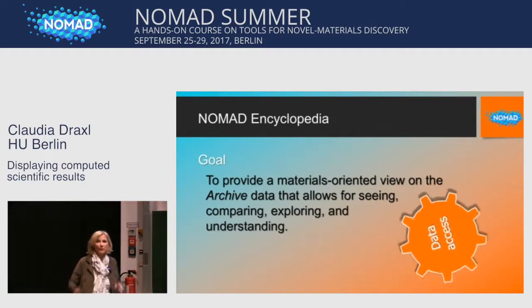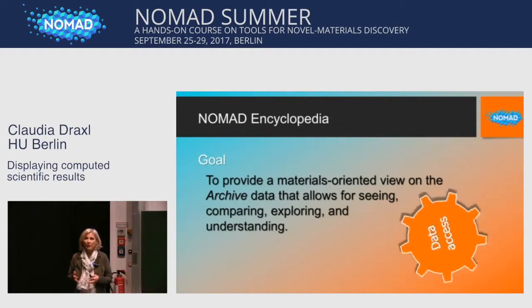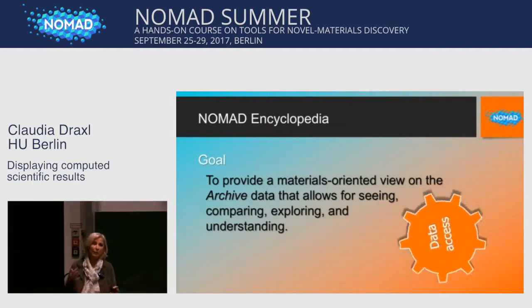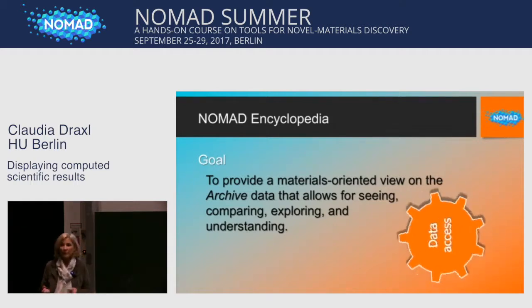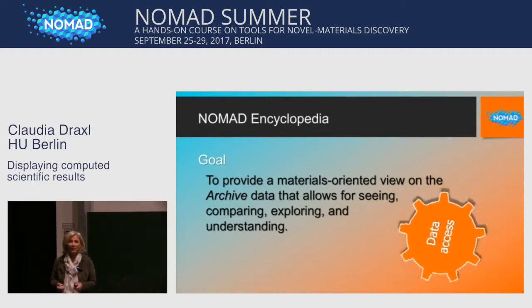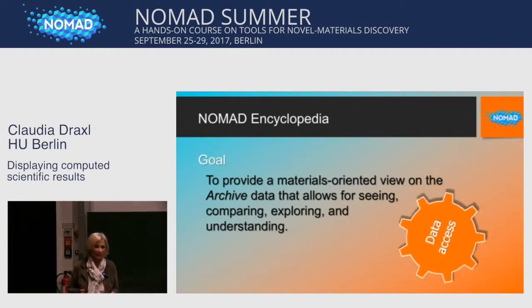So in fact, what you have seen so far is that we collect millions of calculations in the repository, and then we make them comparable to each other by normalizing them. And these data are sitting in the archive, but they're still data. So these are files where you can have a look into if you're interested in, but it doesn't show you what is inside the files.